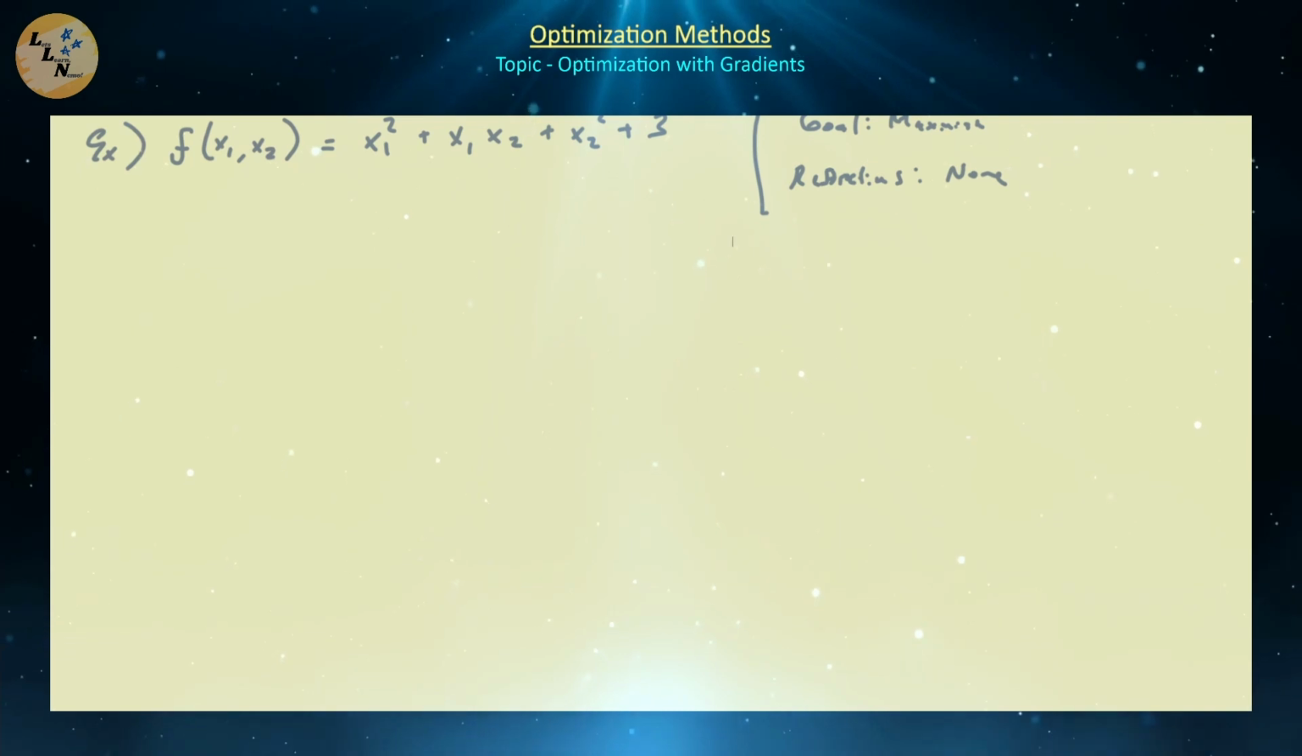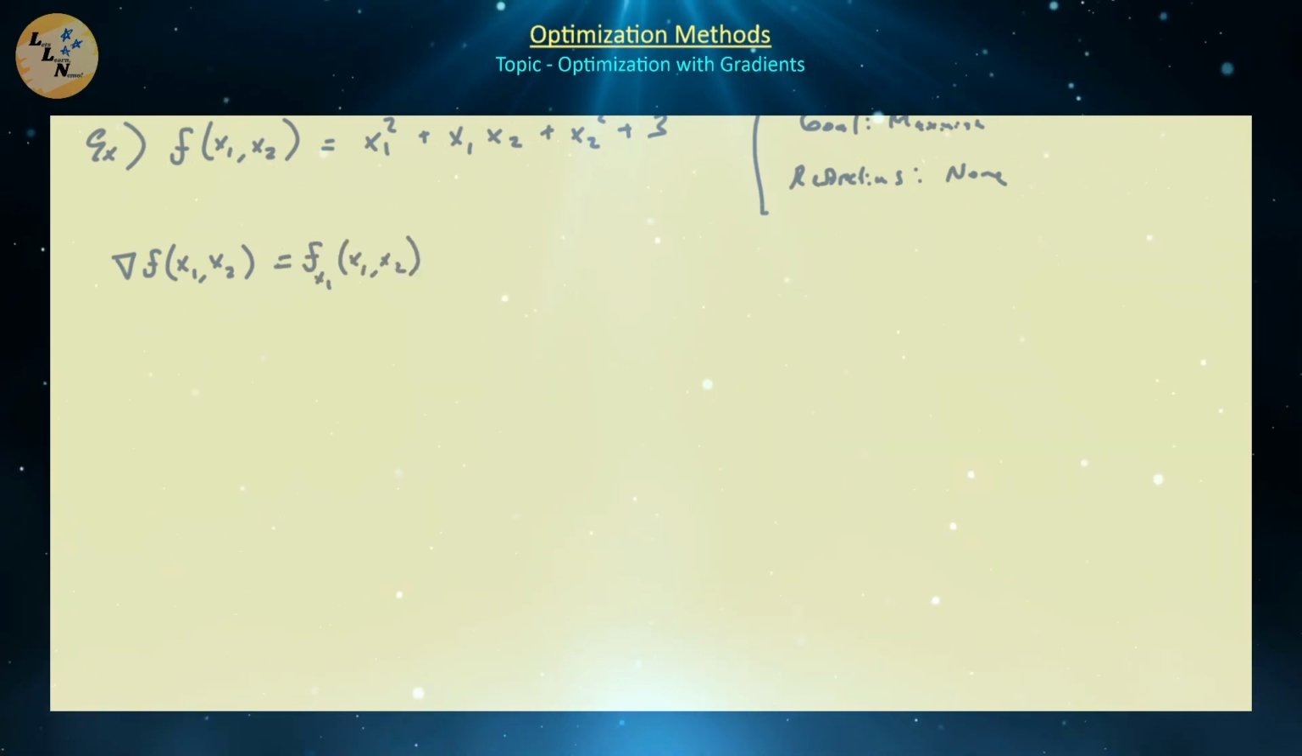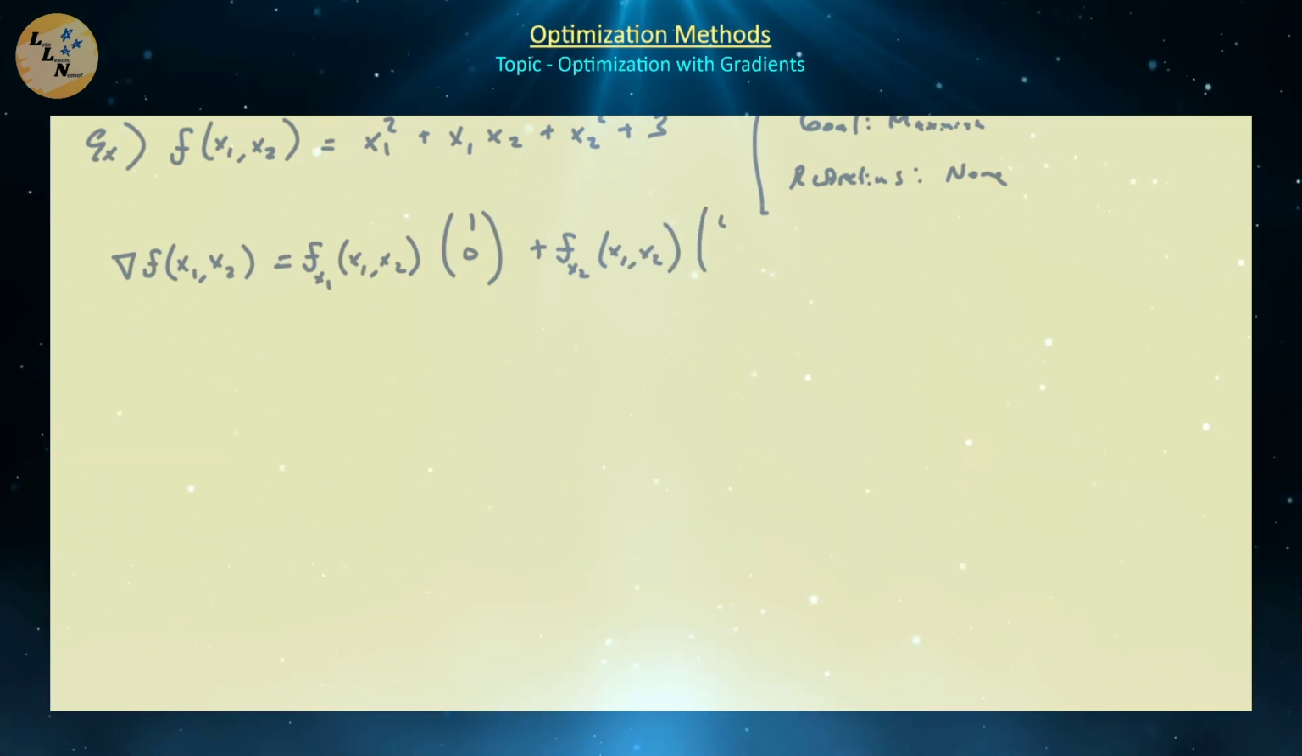All right. So if we take the gradient of this function, what do we need? Keep in mind the gradient of this function evaluated at x1, x2 is going to be equal to the partial derivative of f with respect to x1 times the unit vector in the x1 direction, plus the partial derivative with respect to x2 times the unit vector in the direction of x2. So we need to find the partial derivatives with respect to x1 and x2 first, and then plug them in.